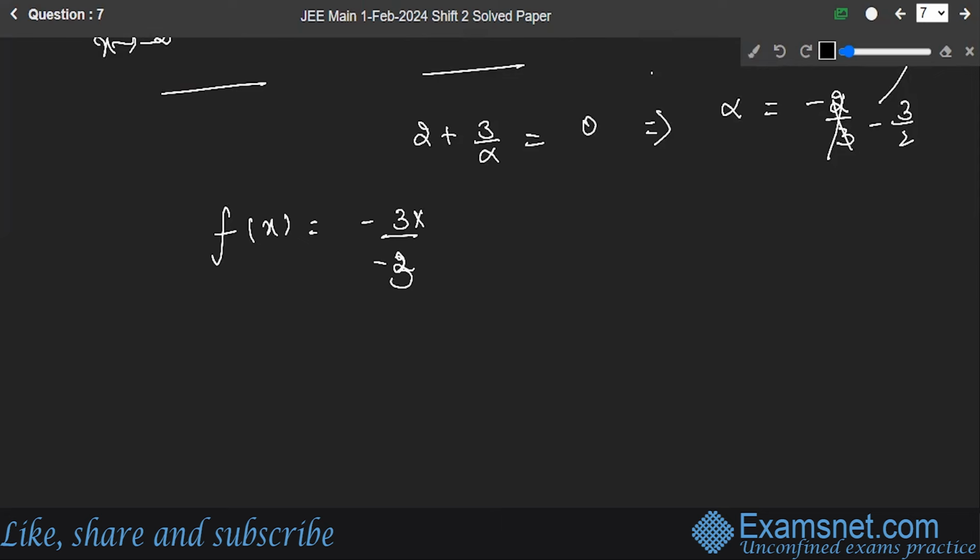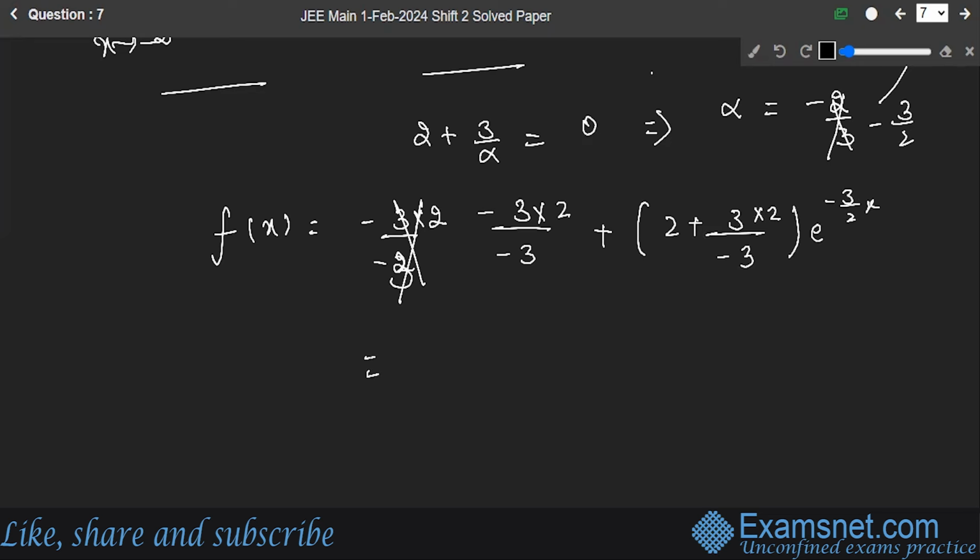Here will be minus 3 upon 2. I'll rewrite this: minus 3 upon alpha. This is this. Minus 3 into 2, divided by minus 3 multiplied by 2. And further, this was plus 2 upon 3 alpha, which is minus 3 into 2 into e raised to power minus 3 by 2 x. This will give me minus 2 plus 2 into, this will be 3 and this will cancel. So this will be 2 minus 2 e power minus 3 by 2 x, which will be equal to 2 only. This is plus 2, which will be equal to 2 only.